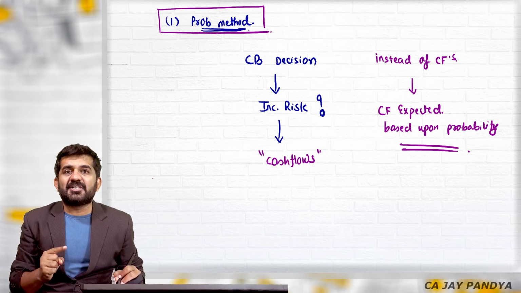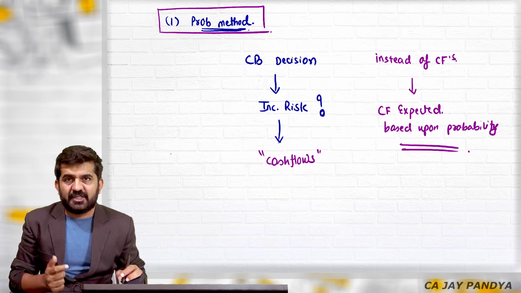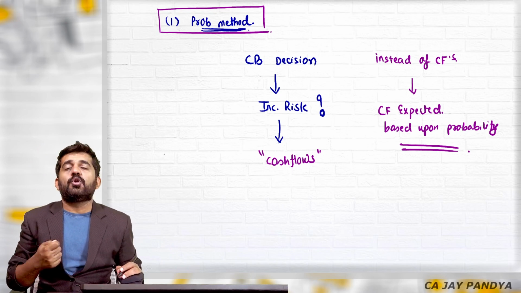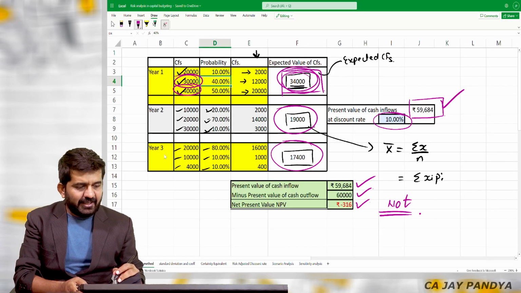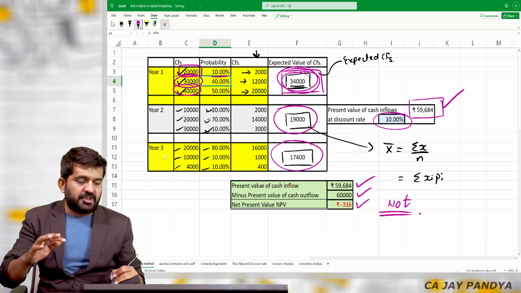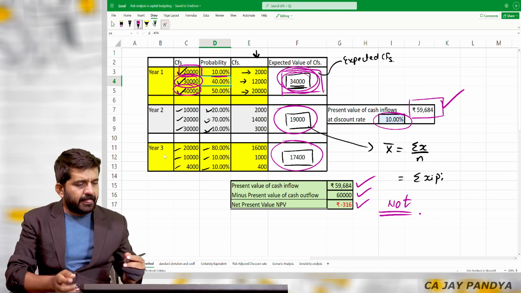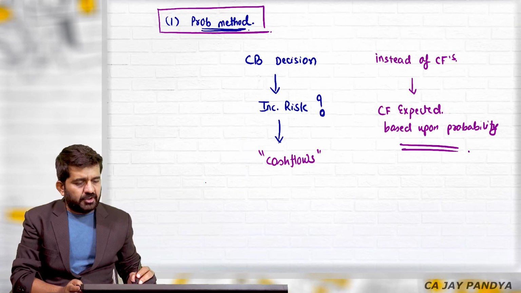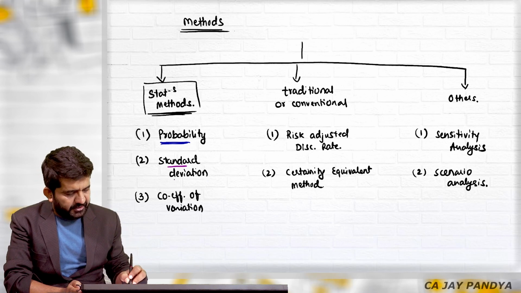Sir, who will give us this probability? Now this is the work of forecaster, economist, chartered accountant, who are forecasting what will be your cash flow, and they will be telling you probability, that probability of 20,000 cash flow is 10%, 30,000 is 40%, and 40,000 is having maximum probability, which is 50%. This was the probability method. Let us go to the second one, that is the standard deviation.